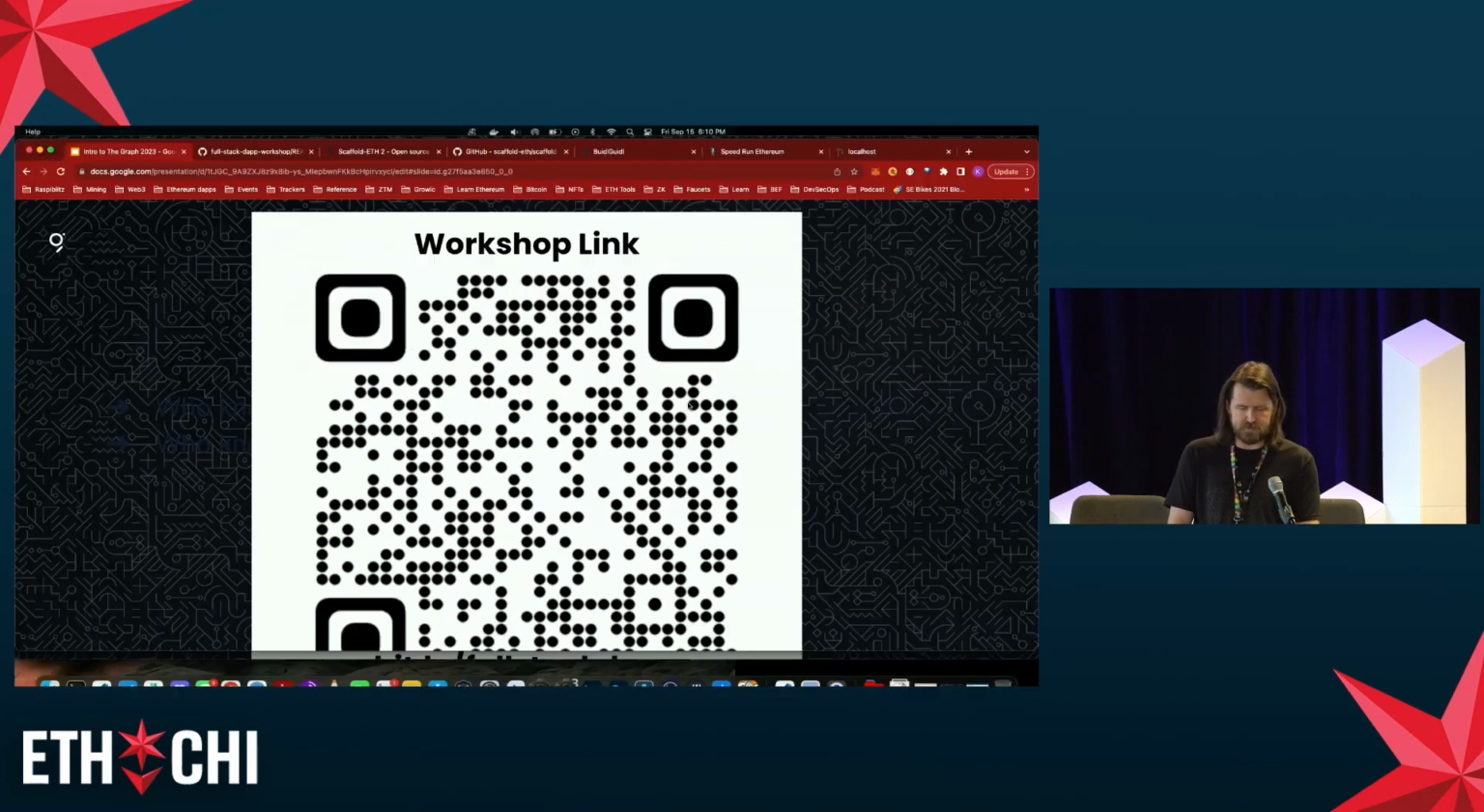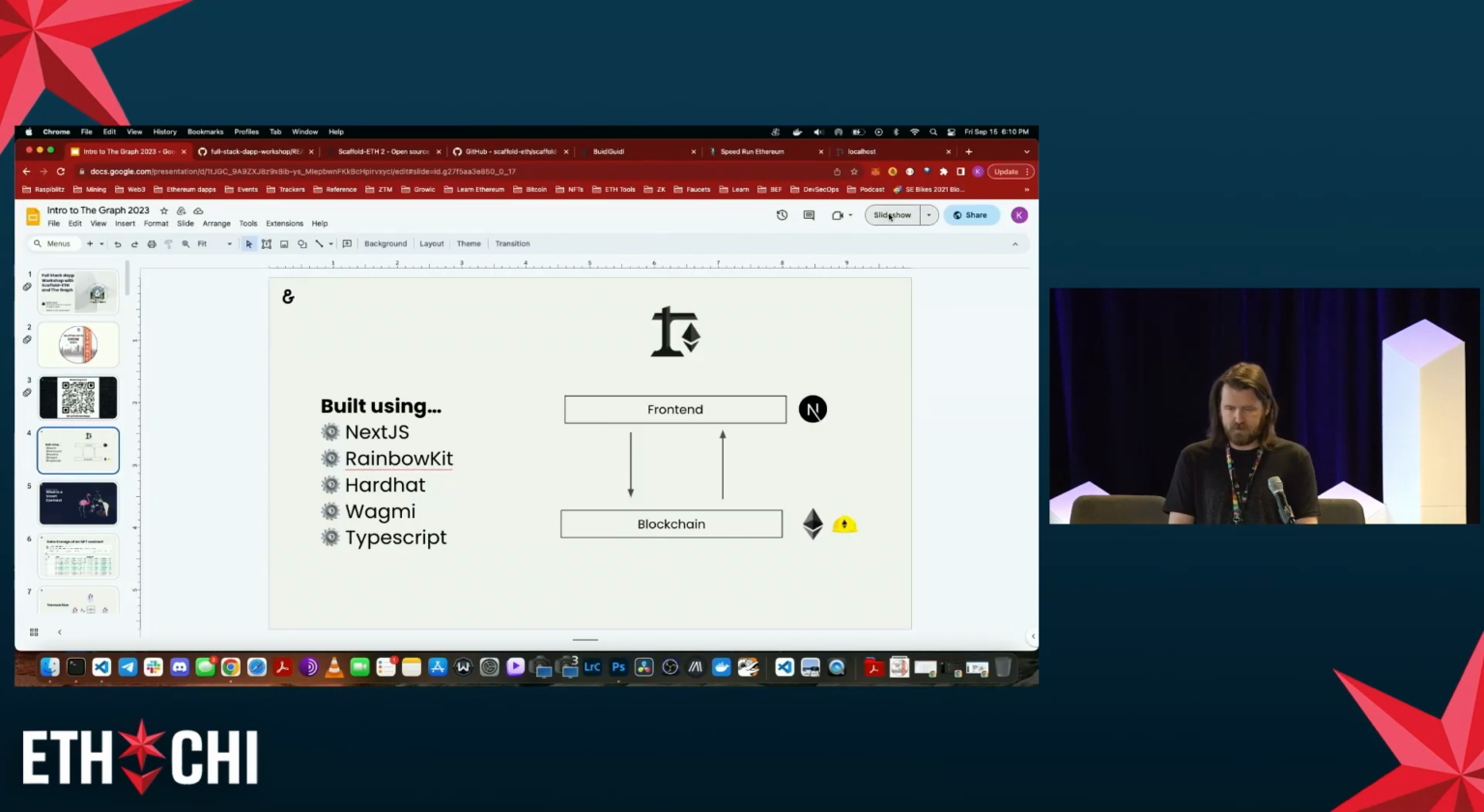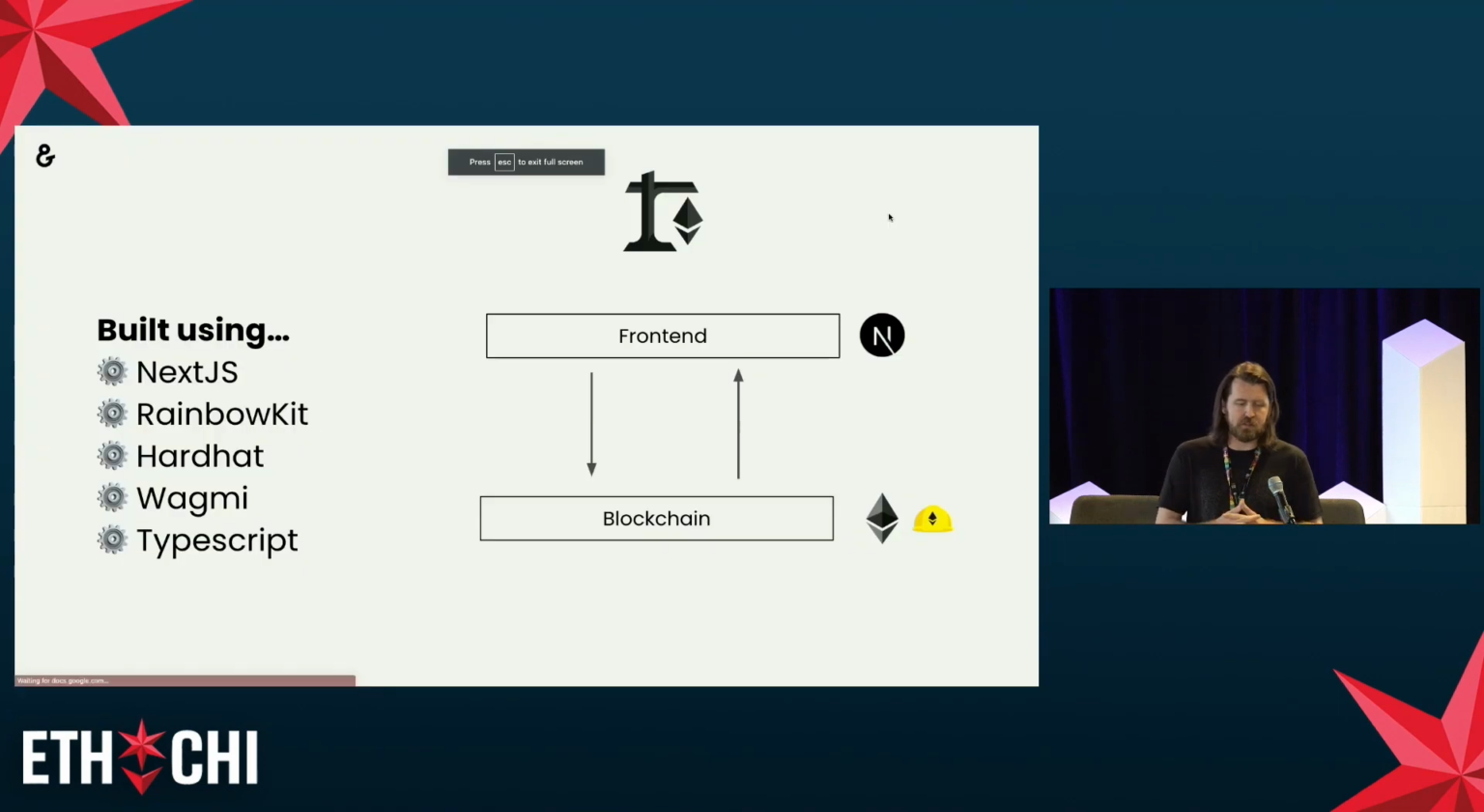Okay, so the Scaffold-ETH architecture is essentially your front end and your back end baked together in a Yarn package repo, so it's a monorepo. It consists of Next.js and RainbowKit. We use Hardhat, and you can also use Foundry, which I'll showcase as well. It also uses WAGMI and TypeScript.